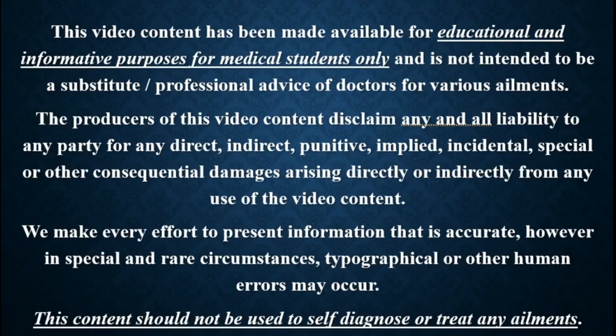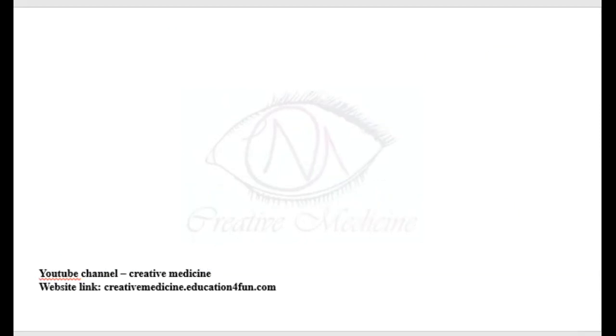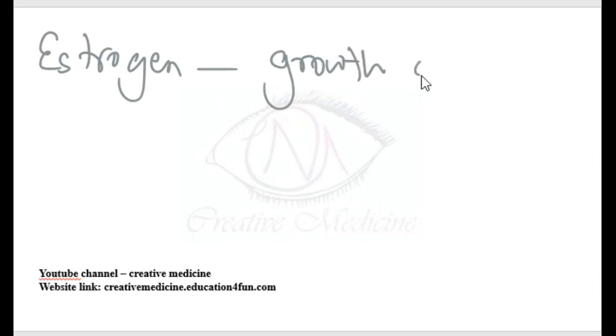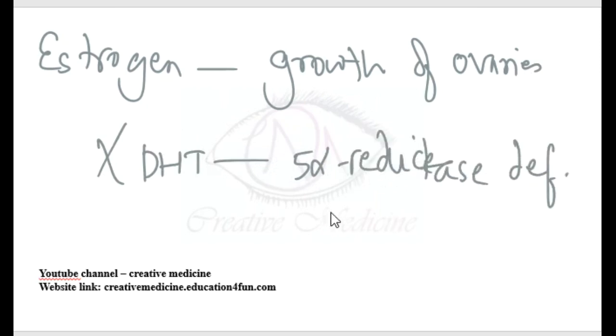In this lecture, we will learn about... Estrogen is required for the growth of ovaries at the time of puberty. In the absence of dihydrotestosterone due to 5-alpha reductase deficiency, this can result in development of female external genitalia in males.